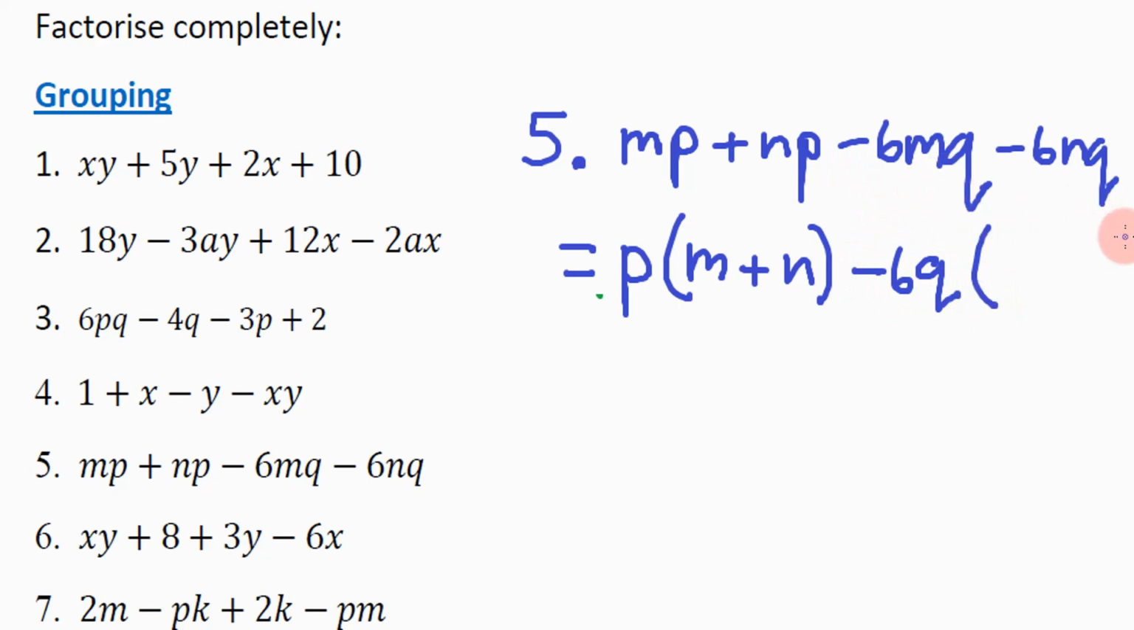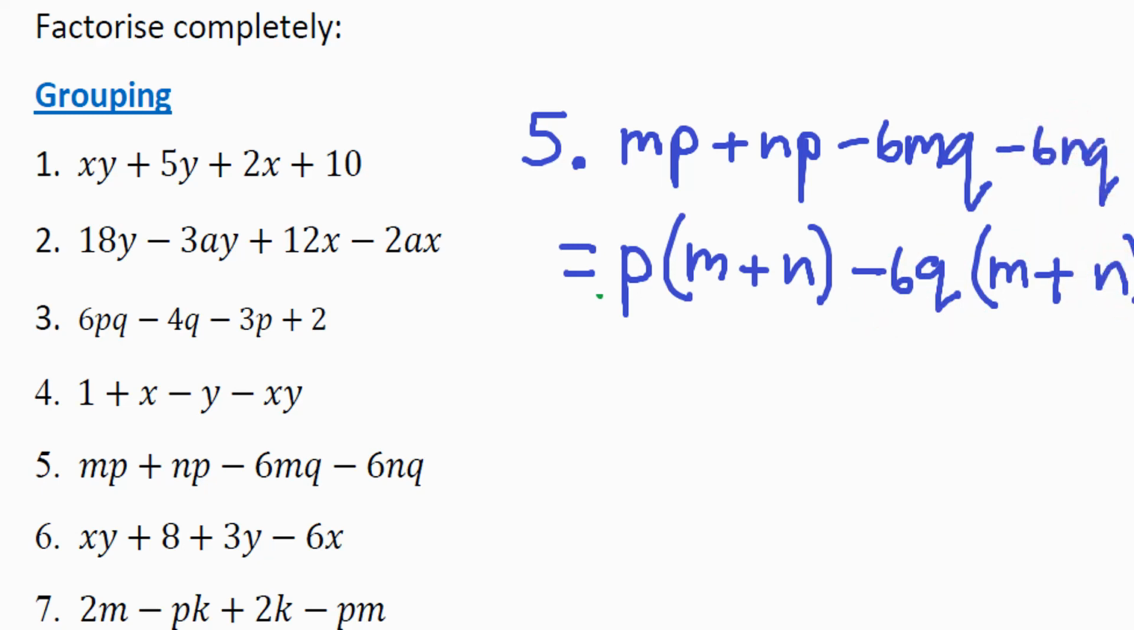So opening a new set of brackets, then 6q times what will give us 6mq? Of course, when we take out 6q from this term, we're left with m. Then a minus times a plus here will give us this minus. So once again, when we open brackets and we have a minus in front of it, the sign will change. So 6q into the 6q here, we're left with n.